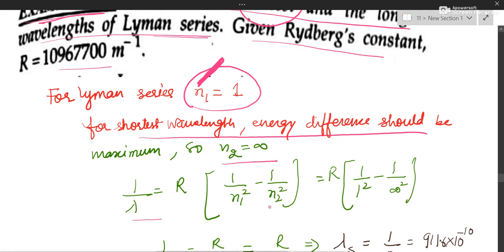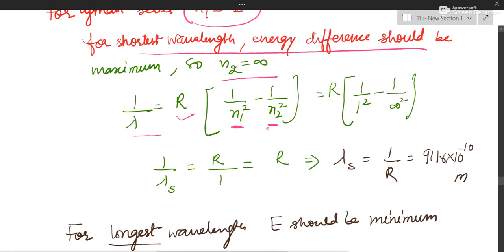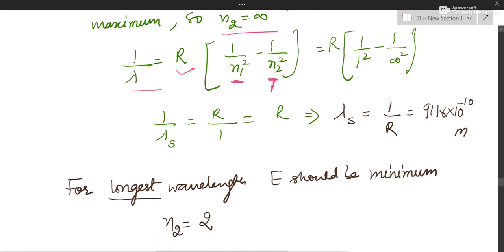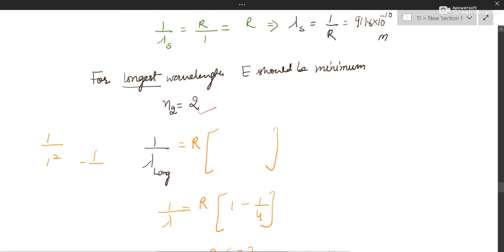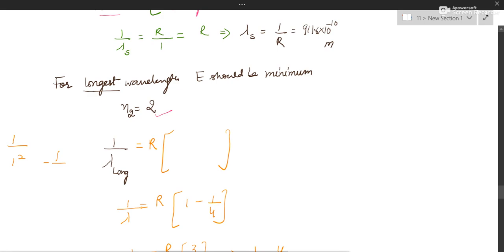So you can use this formula. N2 is infinite, N1 is 1, R you know, so you can find the shortest wavelength. And for the longest wavelength, N2 has to be the next number after 1, so the next number is 2. So you can substitute and find out. The calculations are to be done by you. It is 1 by N1 square, which is fixed, minus 1 by N2 square. N2 here is 2.